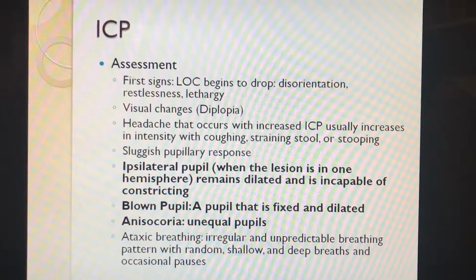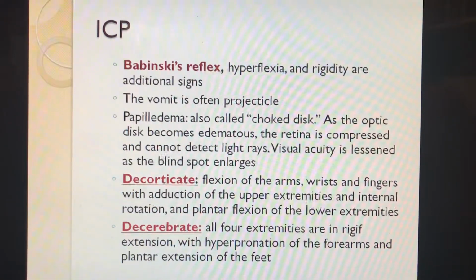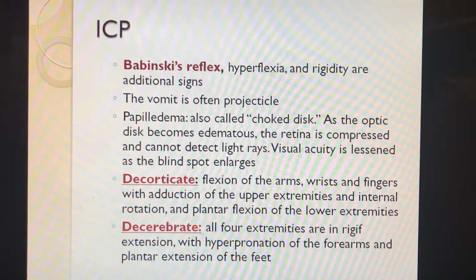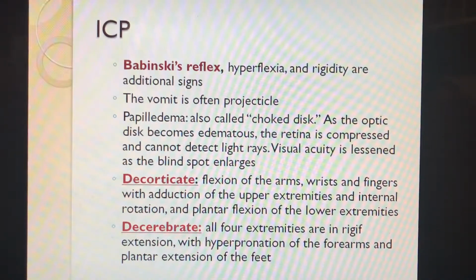They may have ataxic breathing, which is irregular and unpredictable breathing pattern with random shallow and deep breaths and occasional pauses. They're going to have a positive Babinski's reflex. Hyperreflexia and rigidity are additional signs. The vomit is projectile. They can have papilledema, also called a choked disc. So as the optic disc becomes edematous, the retina is compressed and cannot detect light rays. So visual acuity is lessened as the blind spot enlarges.